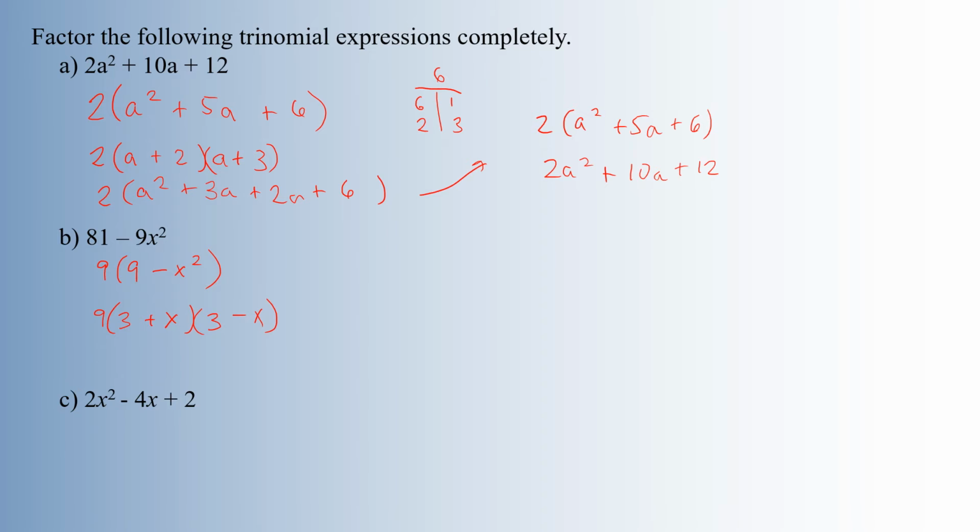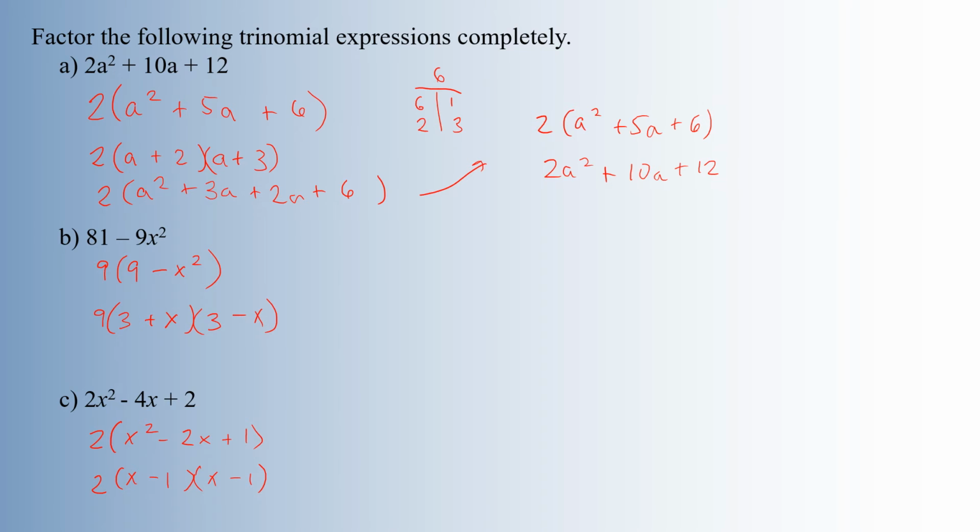And let's take a look at this third one. We have 2x squared minus 4x plus 2. Notice there's a greatest common factor of 2. And I'm left with x squared minus 2x plus 1. So now I'm looking for factors of 1 that add to negative 2. I know the factors of 1 that add to negative 2 are negative 1 and negative 1. So x minus 1, x minus 1, because negative 1 times negative 1 is a positive 1, and negative 1 plus negative 1 is a negative 2.